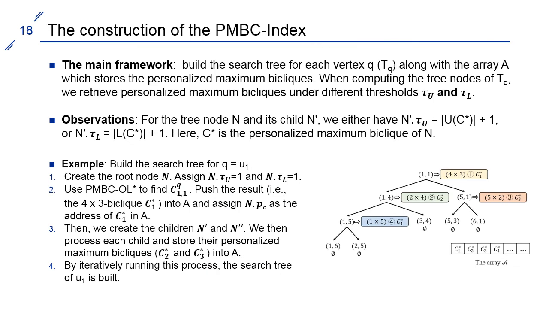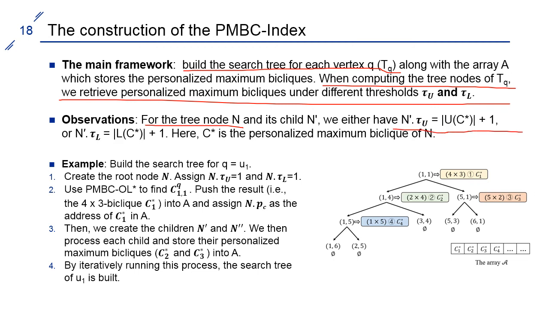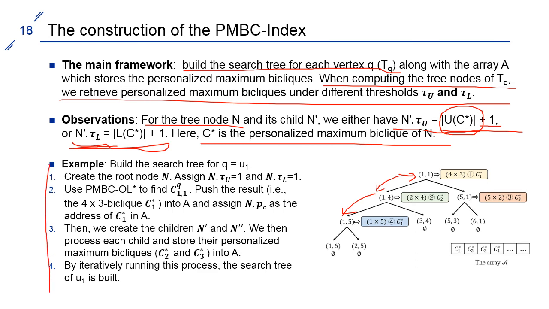The main framework to construct the PMBC index is to build the search tree T_Q for each vertex Q, along with the array A. When computing the tree nodes of T_Q, we retrieve the personalized Maximum Bicliques under different thresholds, tau u and tau l. The observation is that for a tree node n and its child n prime, we either have n prime dot tau u equal to the size of the upper layer of C star plus 1, or we have this formula, where C star is the personalized Maximum Biclique of n. This means that from the top of the tree, following the path, the parameters become more and more strict, and the size of the Biclique is non-increasing.